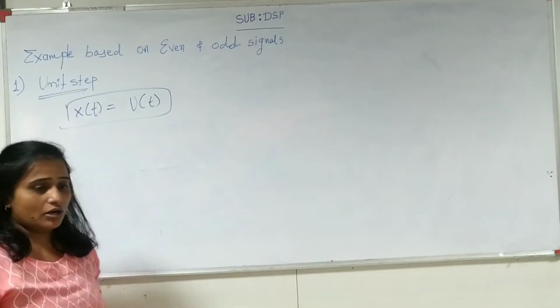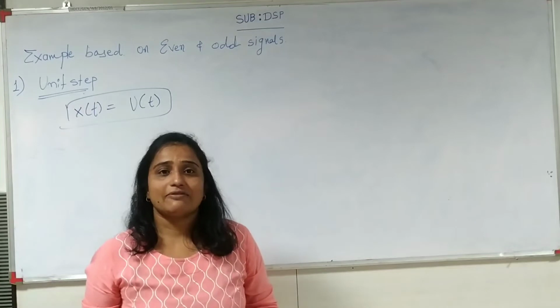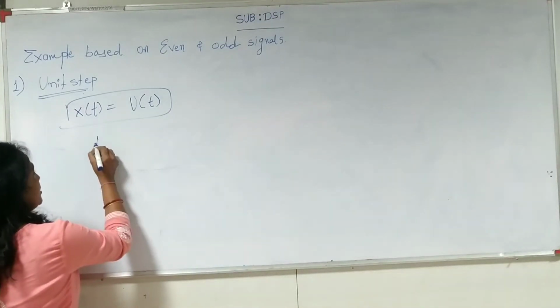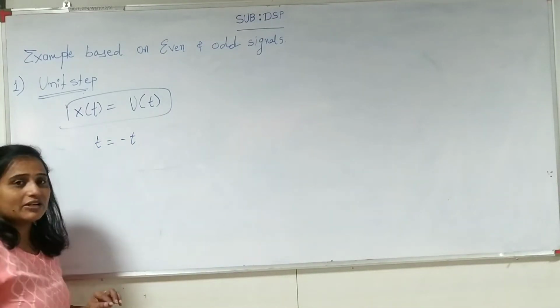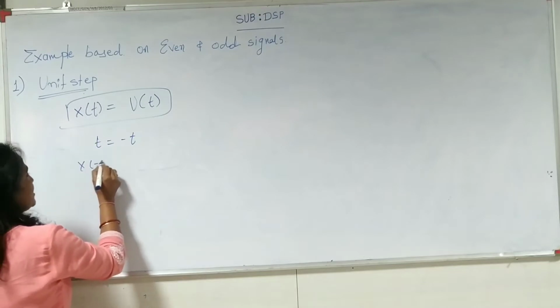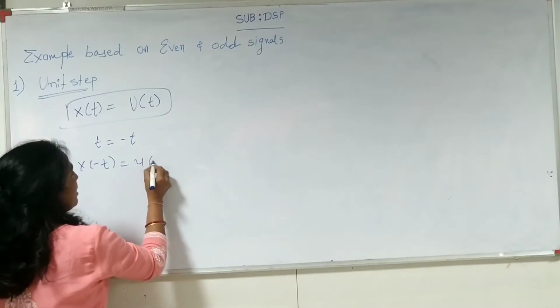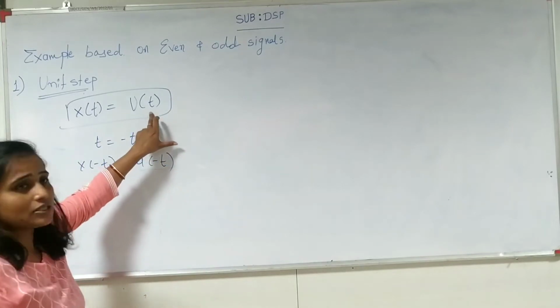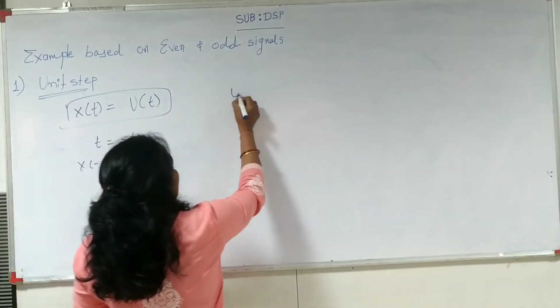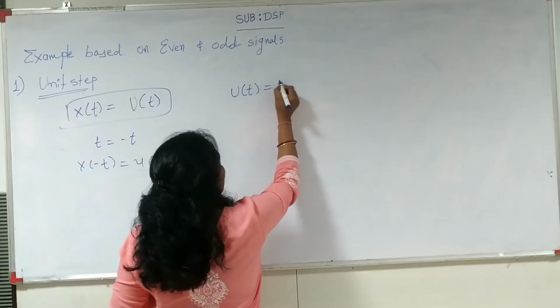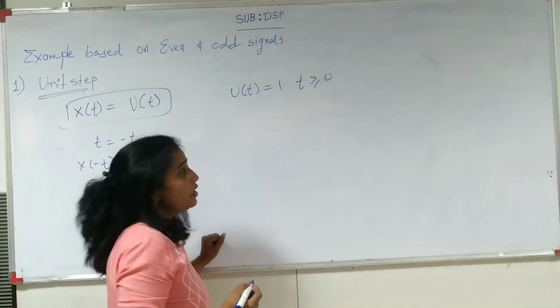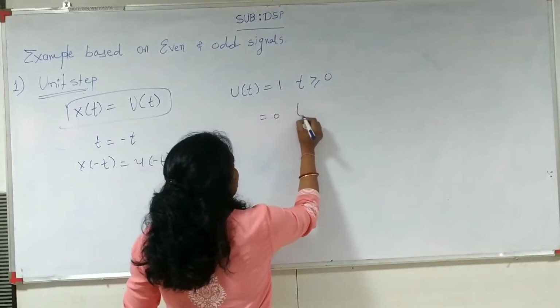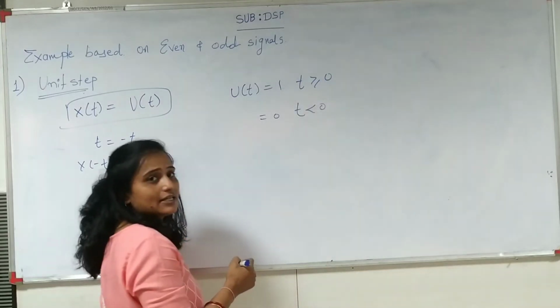So we apply t is equal to minus t. Put t is equal to minus t in our equation. So x of minus t is nothing but u of minus t. Now what is u of minus t? As we know, the unit step is represented by u of t is equal to 1 for t greater than or equal to 0, and it is 0 when t is less than 0.